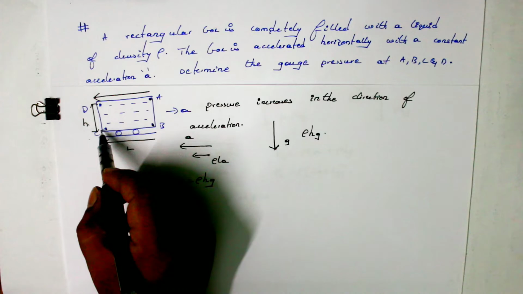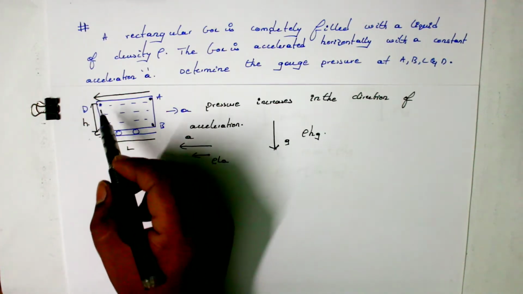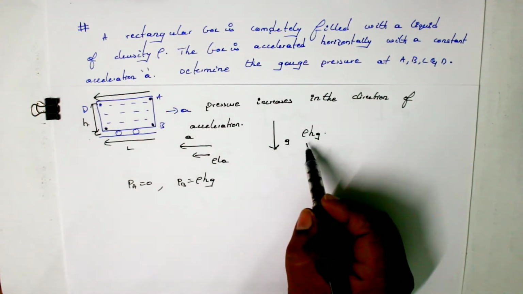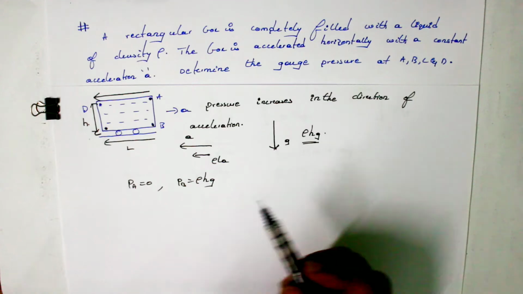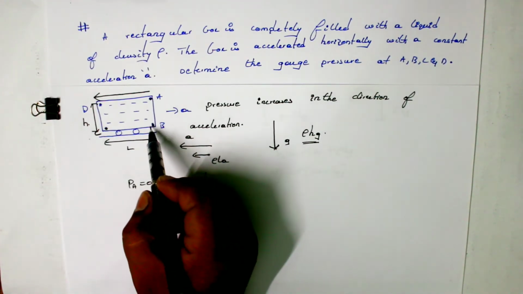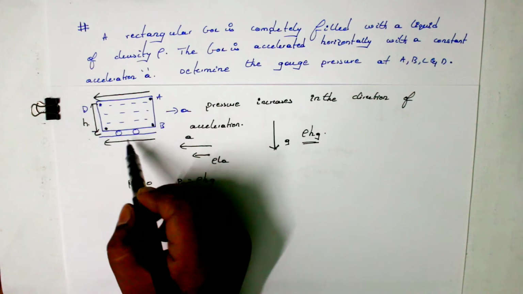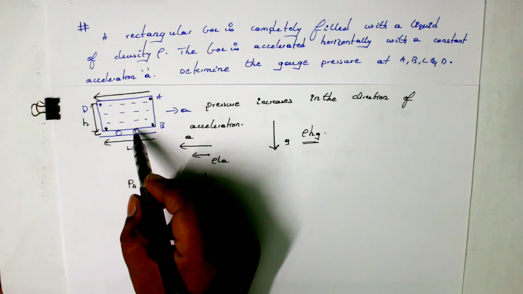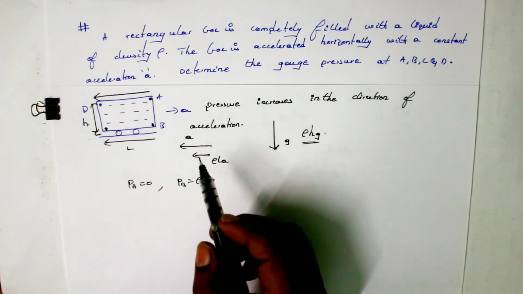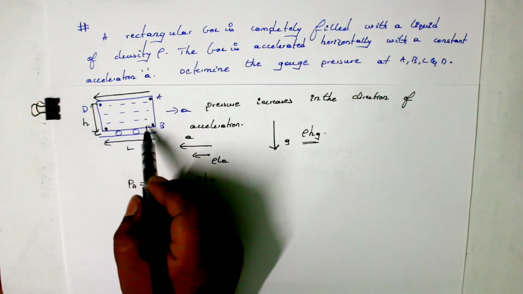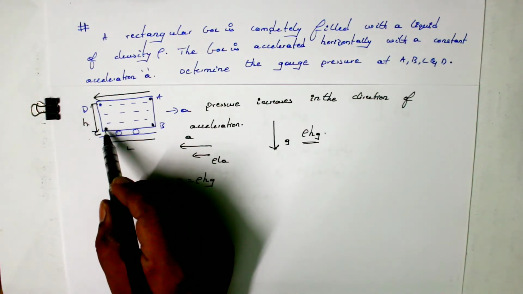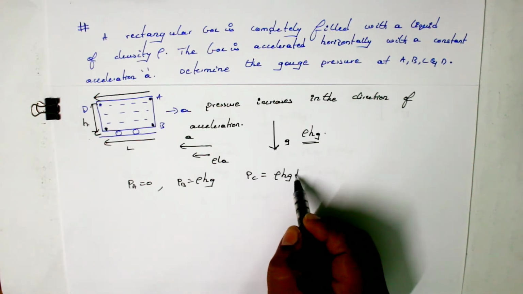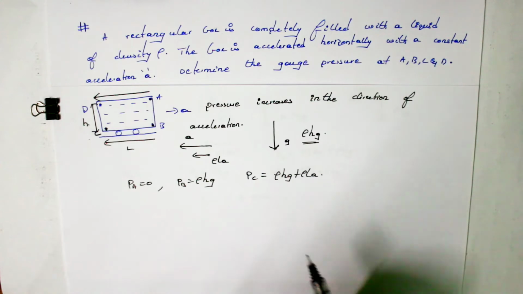Now if I take this point C, due to the height of the liquid column, rho hg pressure will exist, due to the g value. Similarly, from this position, the length of the liquid column in this direction is L. Due to this length, as pressure continuously increases in the direction of acceleration, the pressure will be rho L into A. Therefore, pressure at point C is rho hg plus rho into L into A.